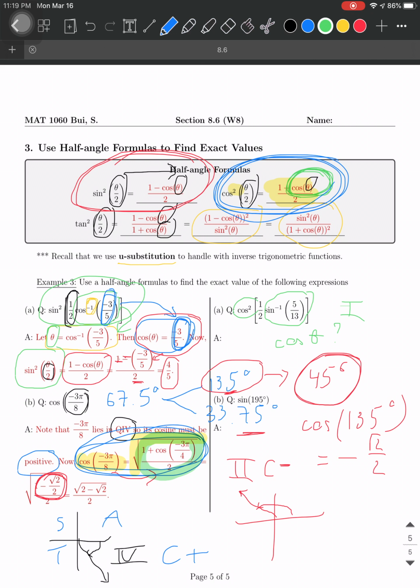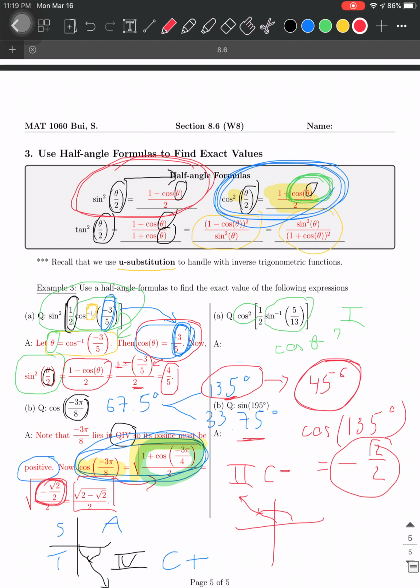Okay, and after that, we just plug in the value that we just found, which is negative square root of 2 over 2, and we shove it into the calculator. We get the final answer, which is square root of 2 minus square root of 2, all divided by 2. Okay, so try yourself with the other question.